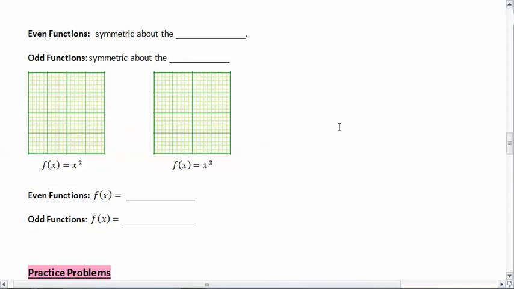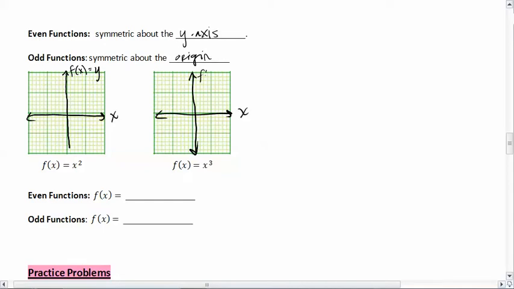Even and odd functions, when we have even functions, these are symmetric about the y-axis. Odd functions are symmetric about the origin. Let's talk about that a little bit. Let's try to get some axes on here. X, and this is f of x or y. Good lines. Very straight, I know. Okay, so if we were going to graph x squared, it looks something like this, right?